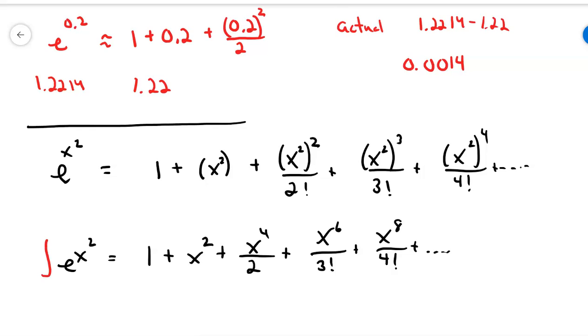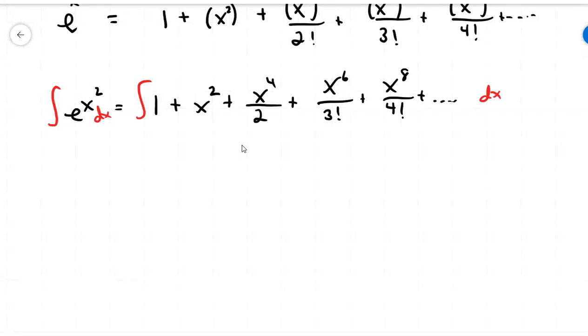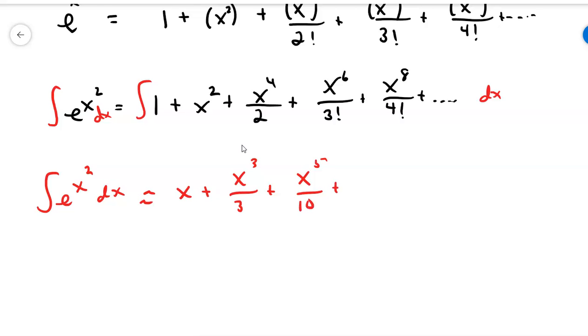If I want to integrate e to the x squared with respect to x, I can integrate both sides. Just like I mentioned before, we can differentiate both sides, and that's okay. Here we can integrate both sides, and that's okay. So the integral of e to the x squared is approximately x plus x to the third over 3 plus x to the fifth over 10 plus x to the seventh over 42, and keep going like that.